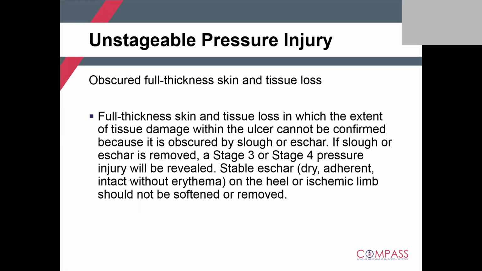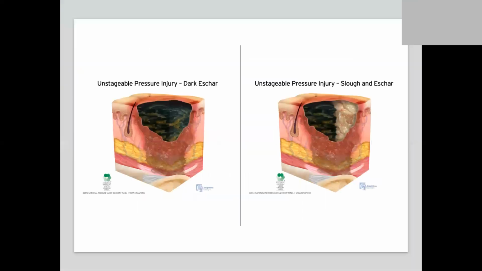We have talked a little bit about unstageable pressure injuries already. Keep in mind that the slough or eschar may not always be appropriate to be removed. So for example, stable eschar on the heel or ischemic limb should not be softened or removed. And here are some examples of an unstageable pressure ulcer. You'll see that it blocks you from viewing the full depth of the wound.